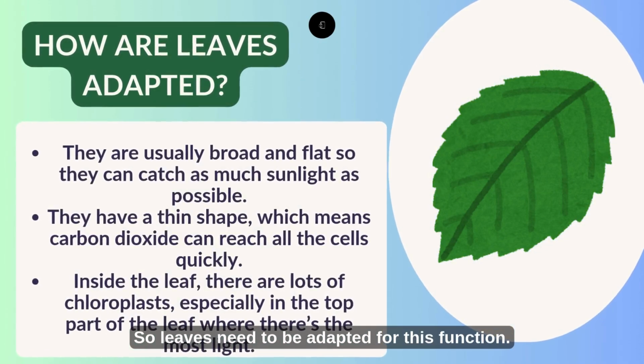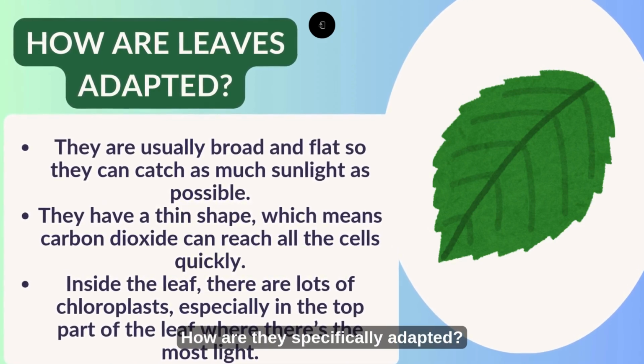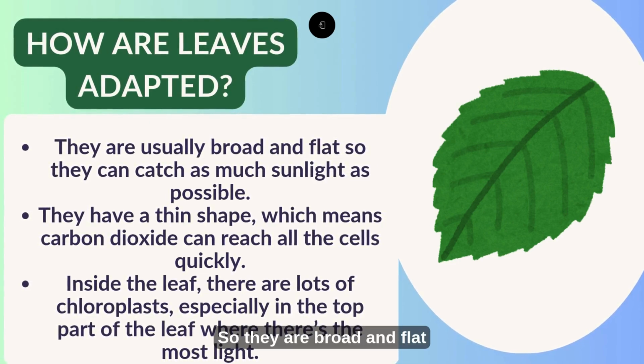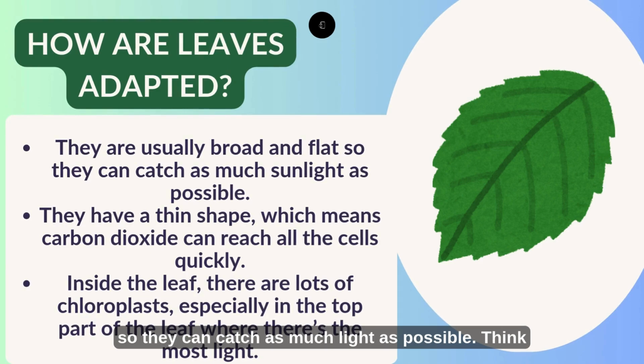So leaves need to be adapted for this function. How are they specifically adapted? They are broad and flat so they can catch as much light as possible. Think of your hand. If your hand was very tiny and slim, would you be able to catch a ball? No. You need to open it as broad as possible to catch a ball.